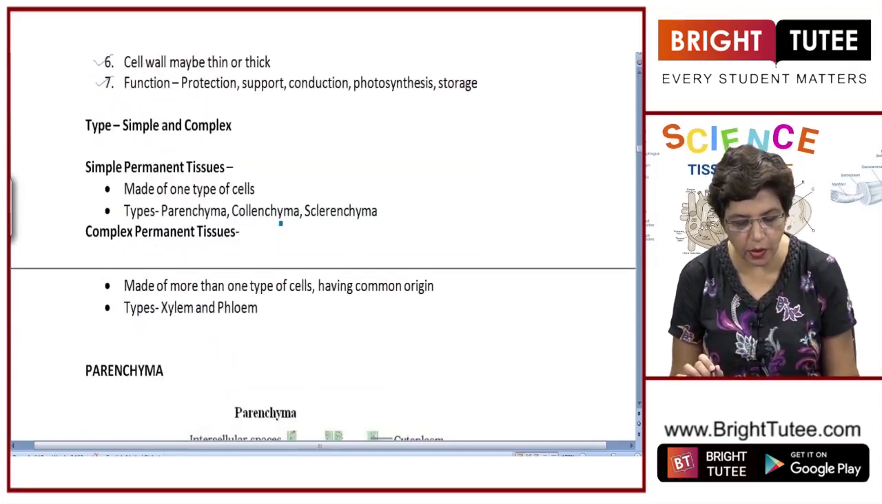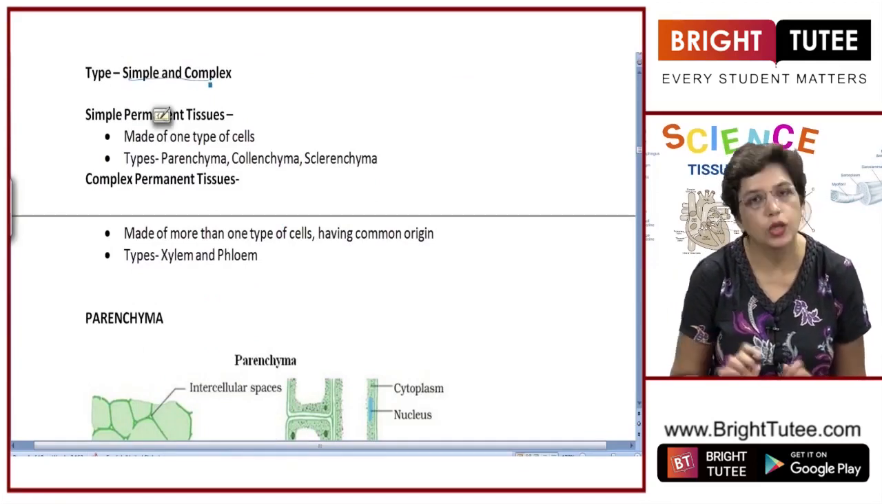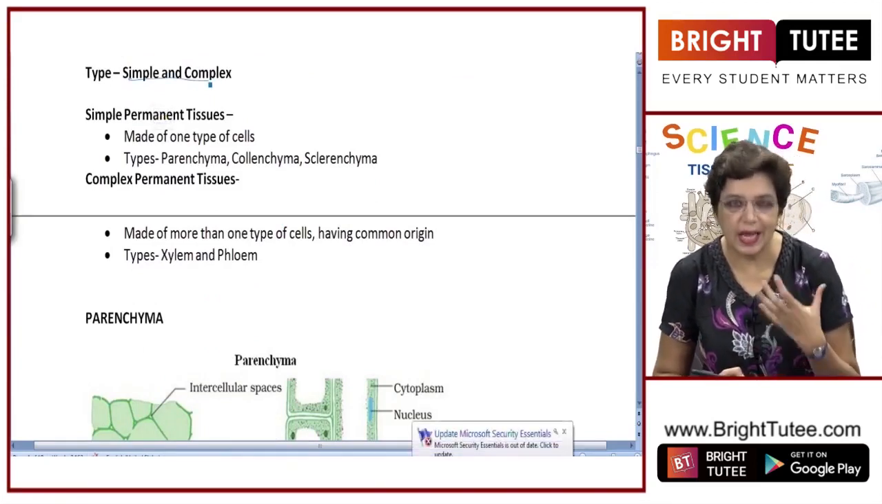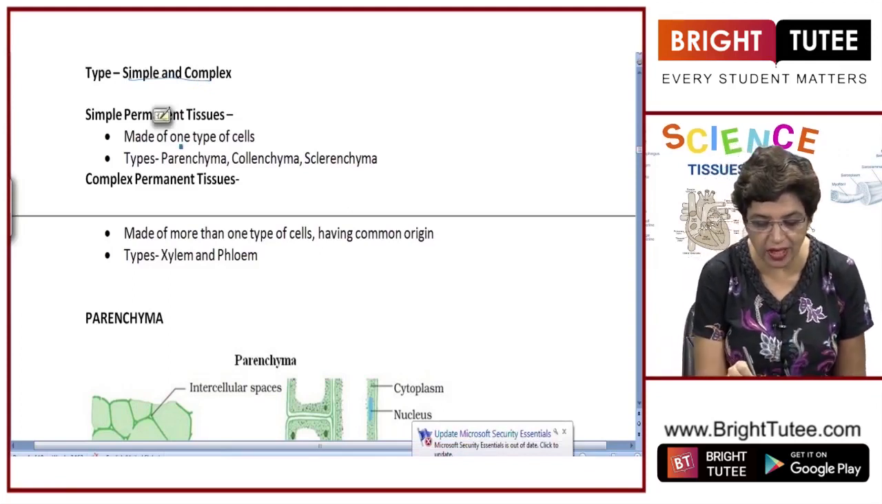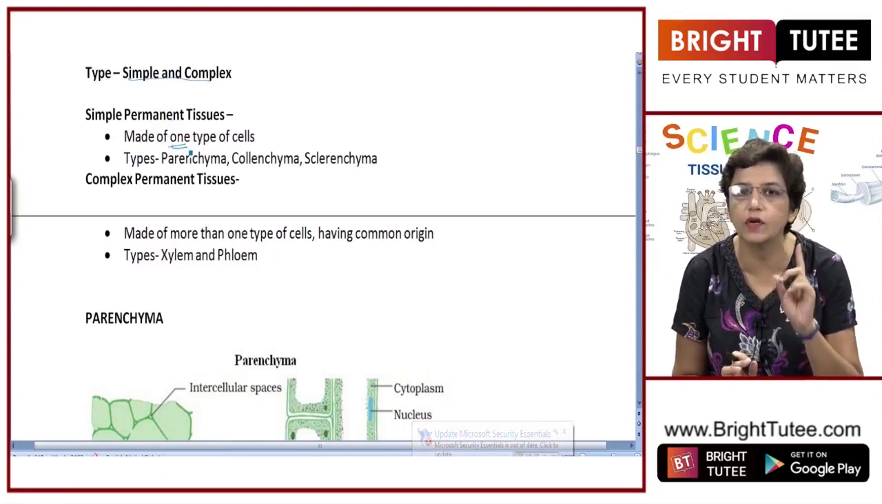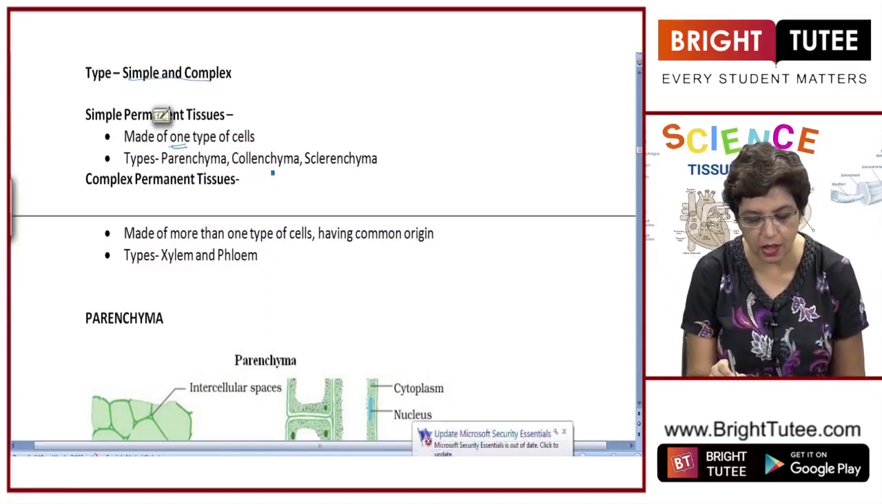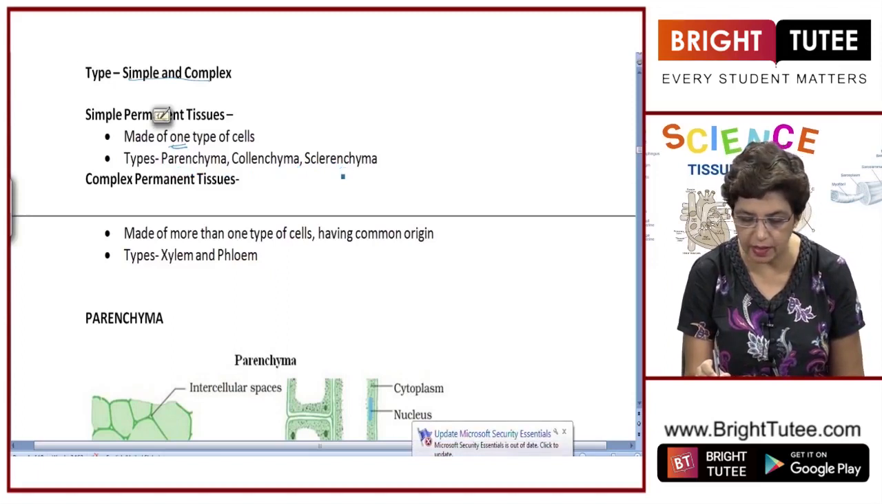Let us now study the two types of permanent tissue, simple and complex. Simple, as the name suggests, is made up of only one type of cell. All the cells in the simple tissue are of a single type. They are further divided into parenchyma, collenchyma and sclerenchyma.